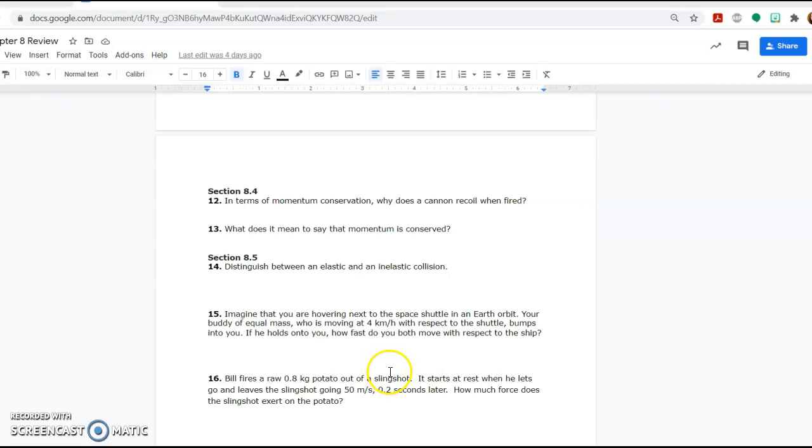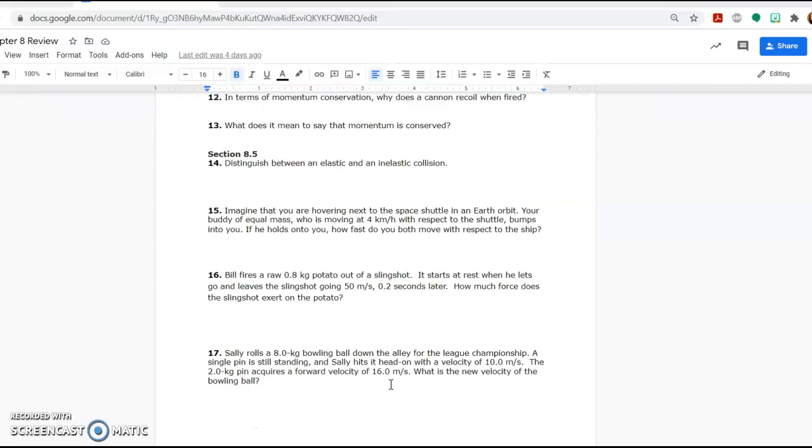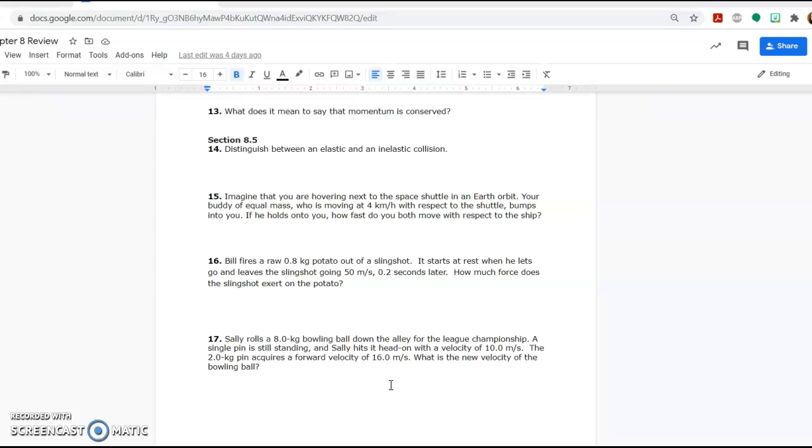Imagine that you are hovering next to a space shuttle in Earth orbit. Your buddy of equal mass, who is moving at 4 kilometers per hour with respect to the shuttle, bumps into you. If he holds onto you, how fast do you both move with respect to the ship?